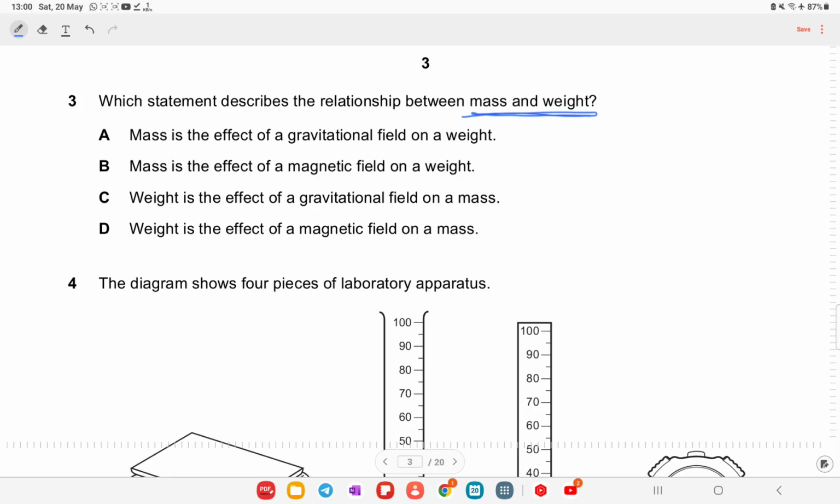And weight is the effect of magnetic field. No, this is not the right answer. Magnetic field, remove these two. Now option A and C can be the right answer. So mass is the effect of gravitational field. No, mass does not depend upon the gravitational field, so this is not right. So this is the right answer for this question.